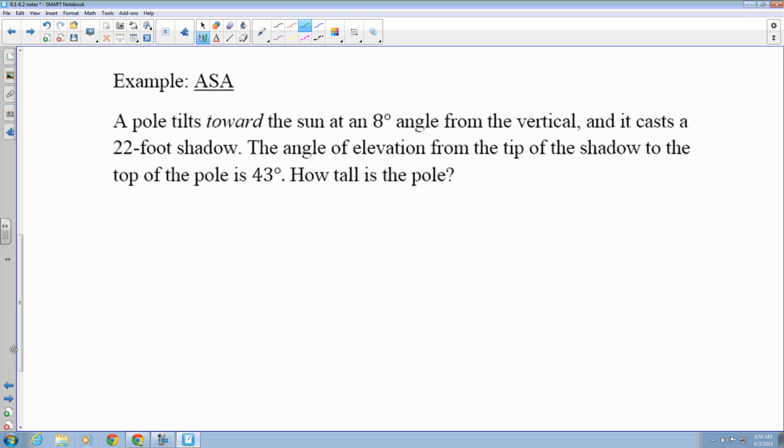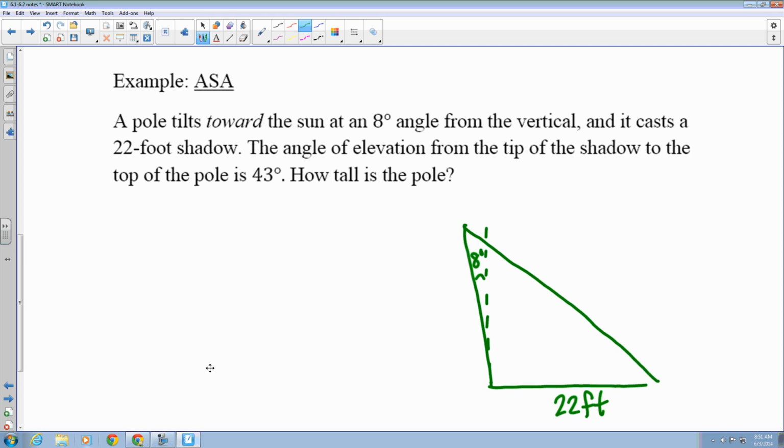A pole tilts toward the sun. So here's our vertical, let's make that dotted. We have a pole tilting toward the sun. Here's our pole. An 8-degree angle. And it casts a 22-foot shadow. Obviously the shadow would be away from the sun. The angle of elevation from the tip of the shadow to the top of the pole is 43 degrees. How tall is the pole?